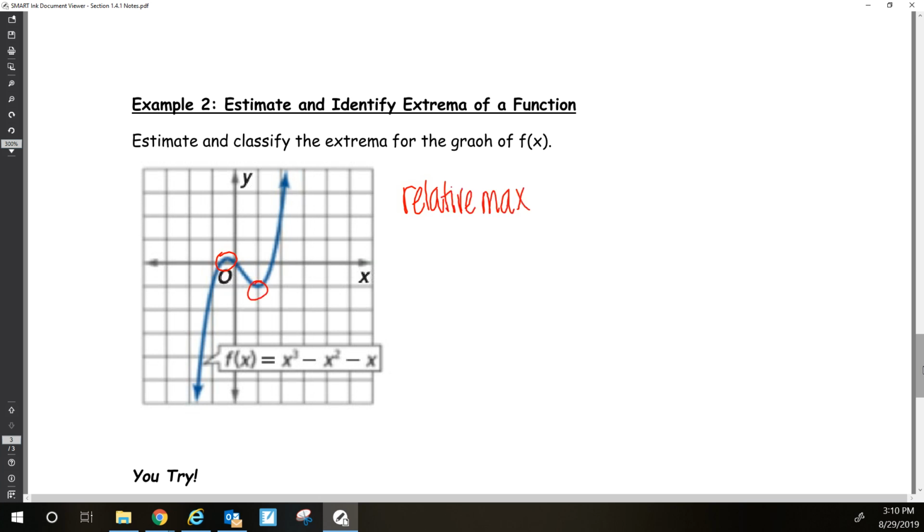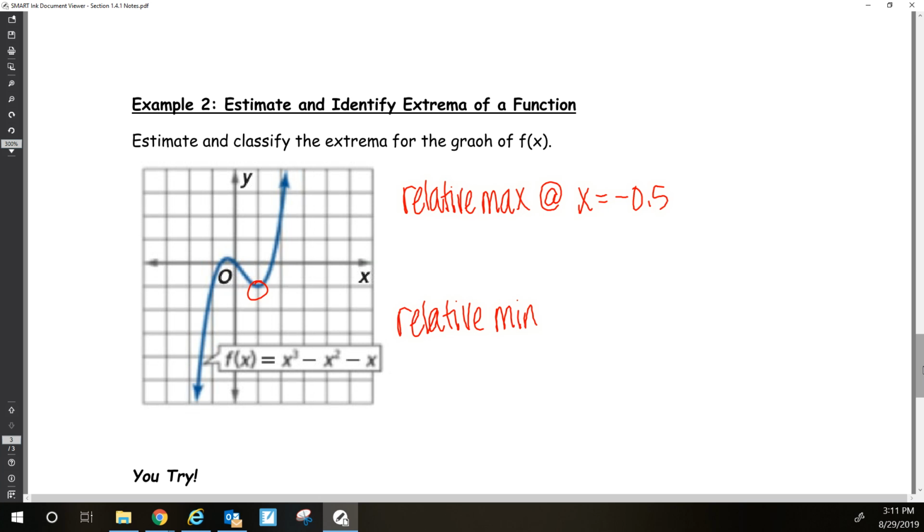And here, I would have a relative minimum. So our relative maximum, where does that look like it occurs at? And again, we typically write at x equals. Looks like it's like, I don't know, negative a half or so, negative 0.5. So at negative 0.5, I have a relative maximum.